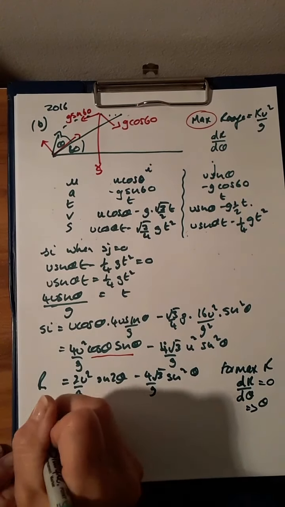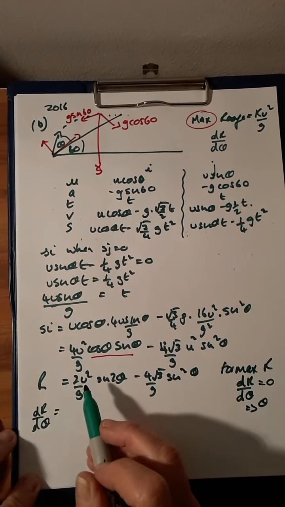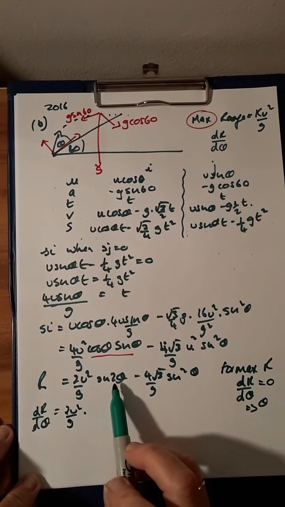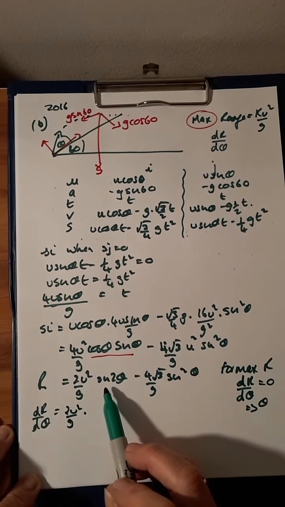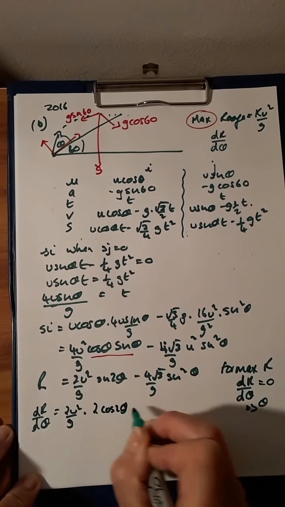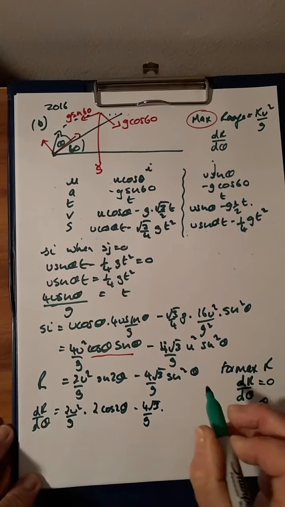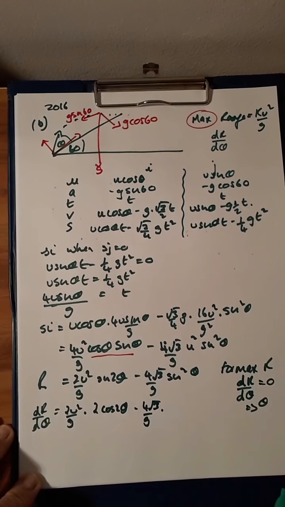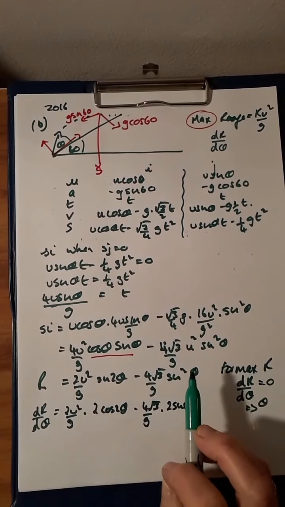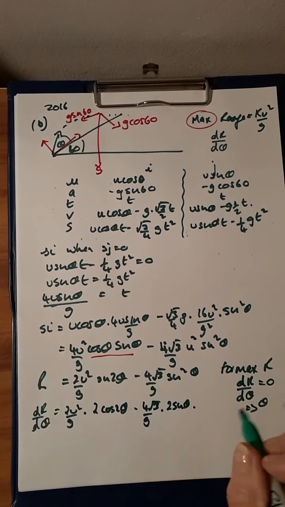Let's differentiate this, dr d theta, differentiate with respect to theta. That 2u squared over g is a constant, so nothing happens there. Right, let's differentiate sine 2 theta with respect to theta. So that will become twice cos 2 theta, minus 4 root 3 over g is a constant. Now, differentiate sine squared theta, so that will become twice sine theta, and then multiply it by the derivative of sine theta, which is cos theta.